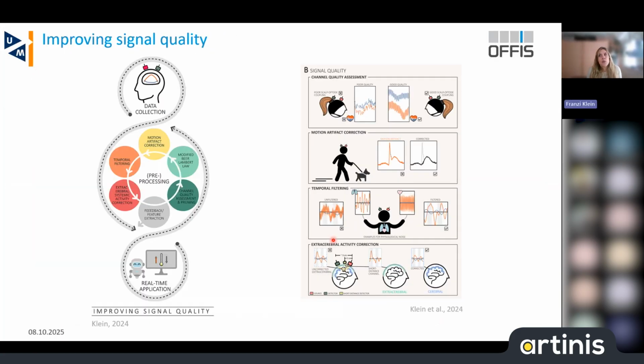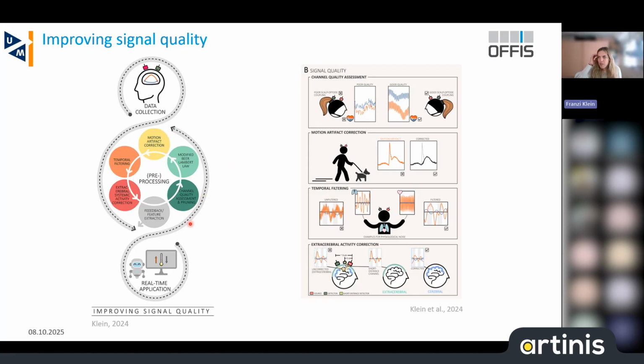And then we are coming to improving signal quality. This is, of course, the pre-processing part, and this is, of course, also the more extensive part. You can maybe make an own webinar from it.